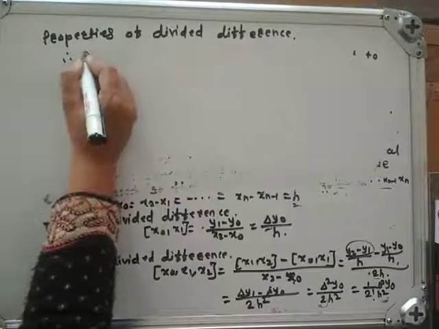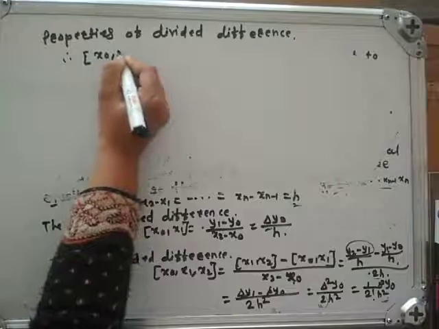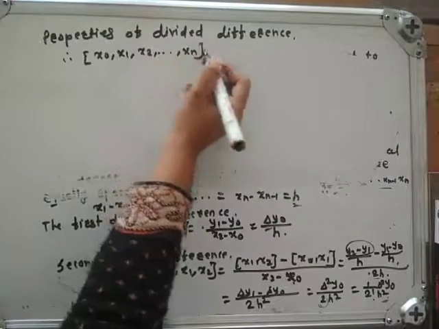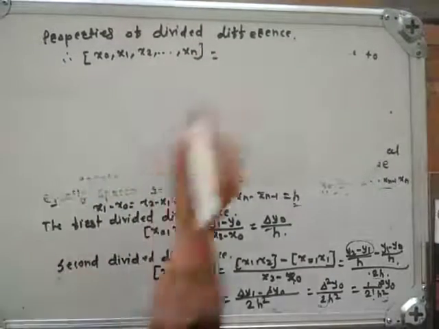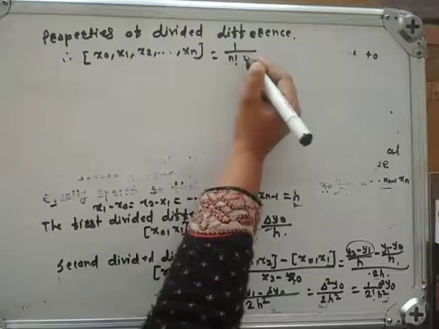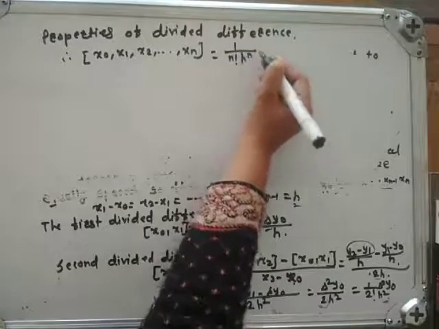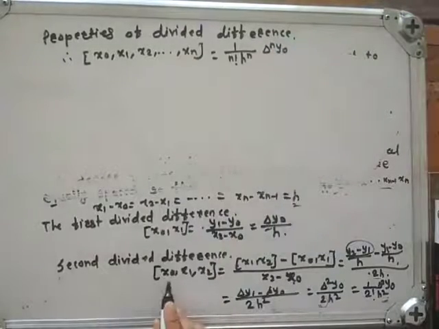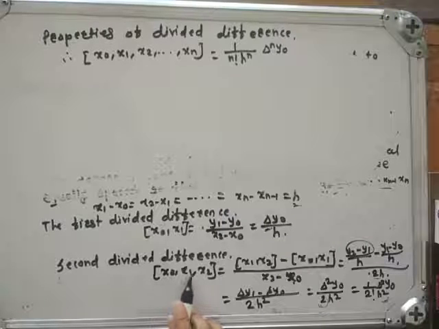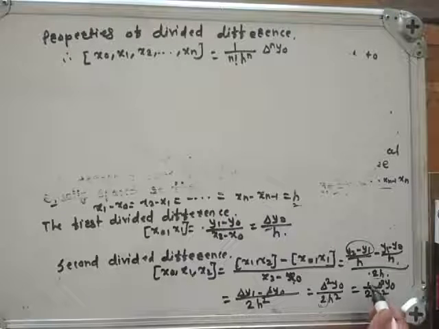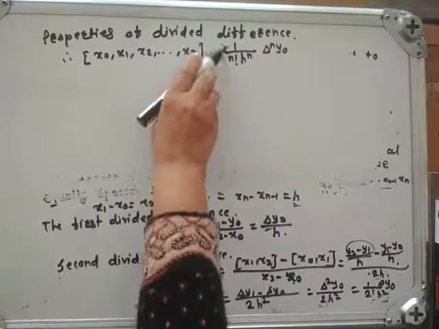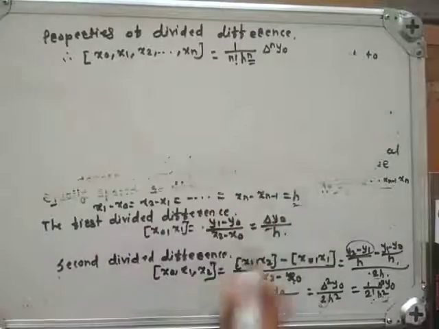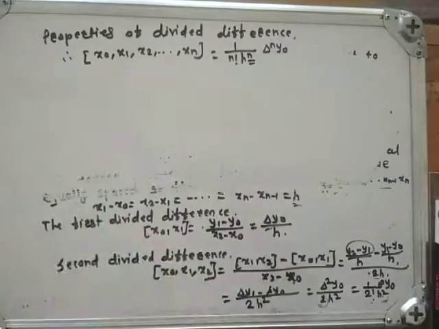Therefore, [x0, x1, x2, ..., xn] is equal to 1 upon n factorial into h raised to n into delta raised to n y0, because here we have x0, x1, x2, so here we get 1 upon 2 factorial. That's why here it is 1 upon n factorial h raised to n and delta raised to n of y0.